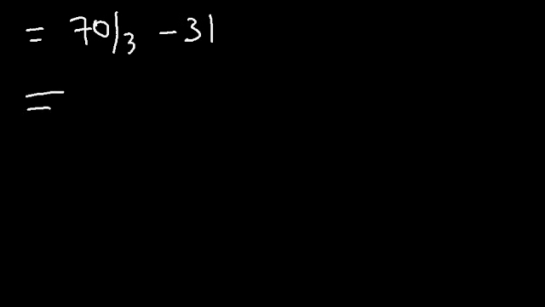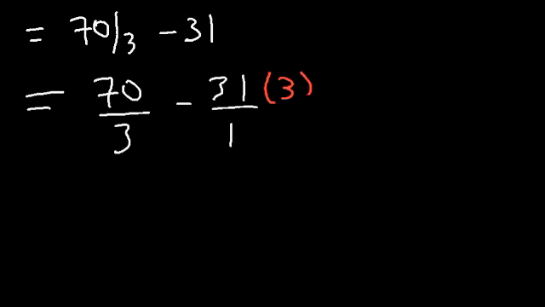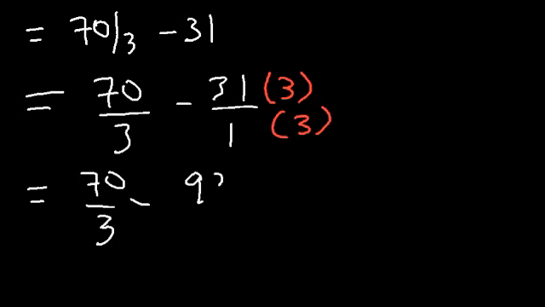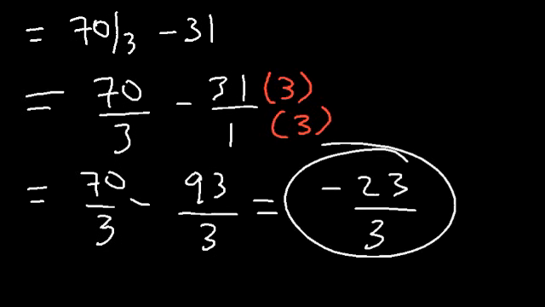So now we need to get common denominators. Let's multiply 31 by 3 over 3. So what's 31 times 3? 30 times 3 is 90, and 1 times 3 is 3, so this is going to be 93. And 70 minus 93 is negative 23. So this is it.